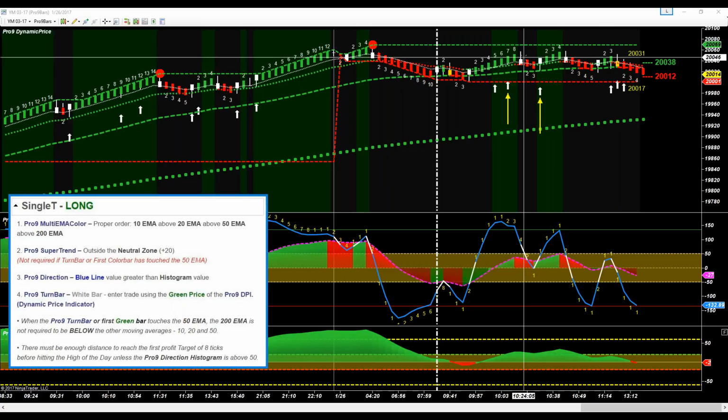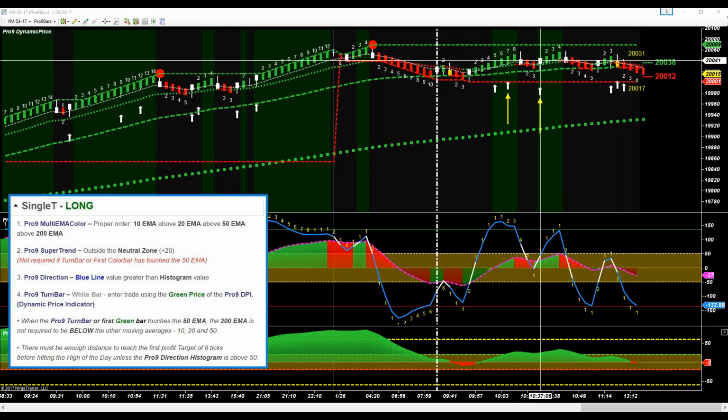Whereas with a continuation, the price reversal is very brief comparatively, and once we get that second turn bar, either immediately after the first turn bar or with a color bar in between them, it's basically just a continuation of the previous run. So those are the differences in those setups.